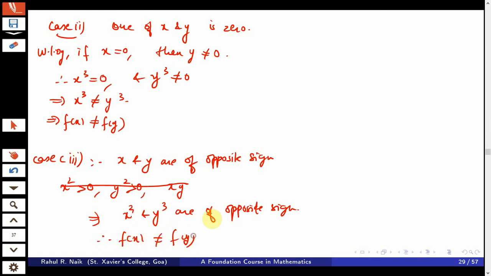So in all three cases we have shown that no matter what x and y you take, because these three cases exhaust all the possible x, y from the set of real numbers, so no matter what distinct x and y you take, f of x will not be the same as f of y, and therefore the function f is 1-1.